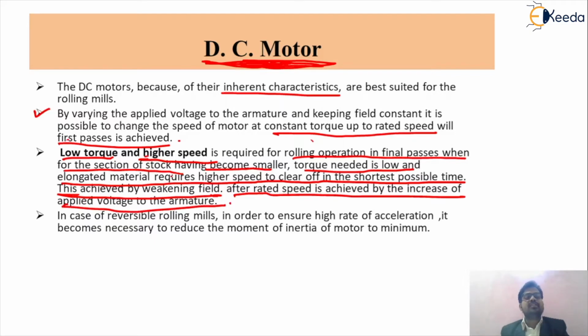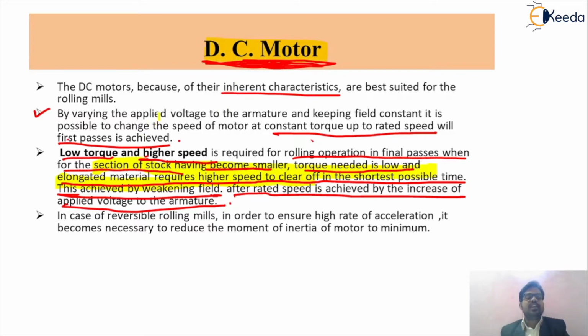So friends, in this way we get low torque and higher speed applications in different types of steel industry. In different steel industries we will require this type of operation. What is the requirement? When the stock is smaller and elongated material is produced, very high speed is required. So for that we prefer the DC motor in different types of steel industry.